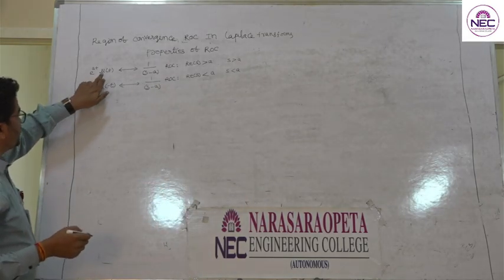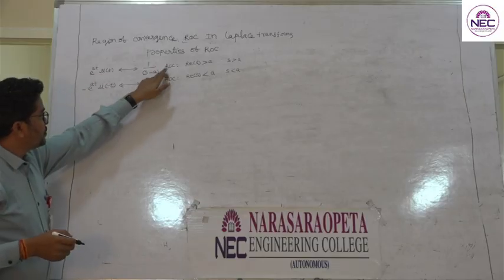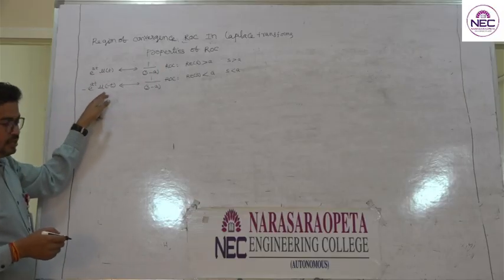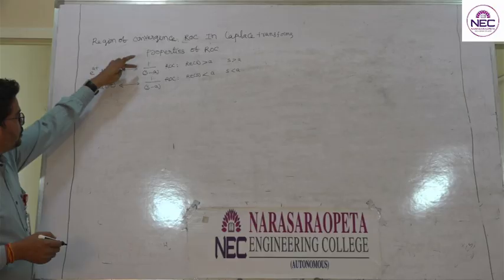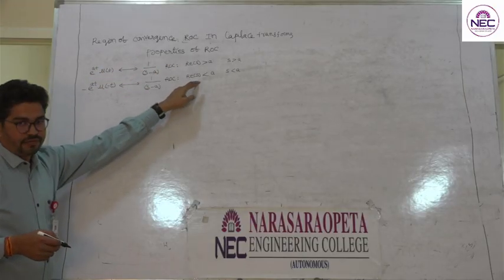For a right side signal, a right sided ROC. For a left side signal, a left sided ROC. Two different signals have the same transform but their ROCs are different.